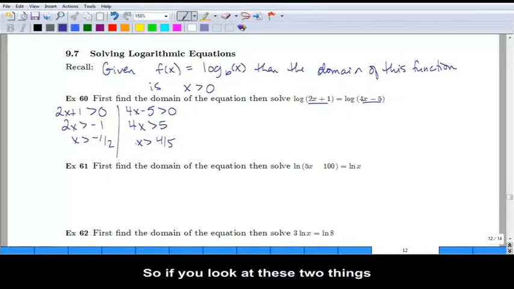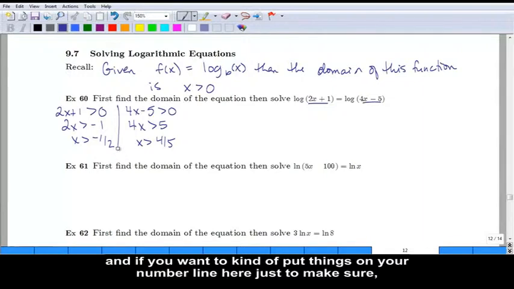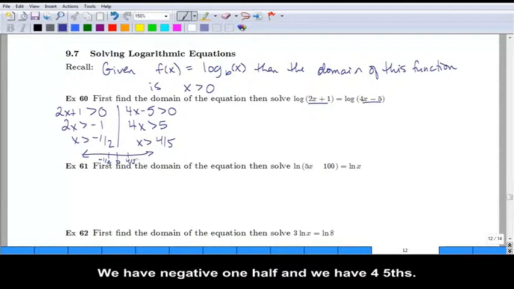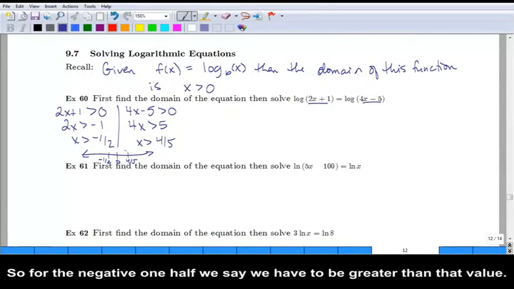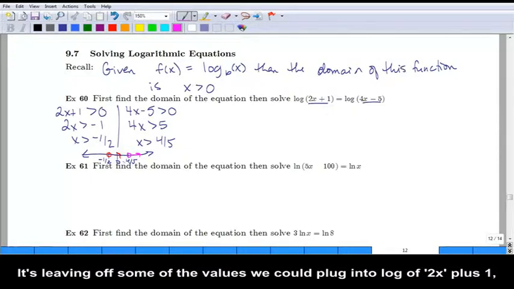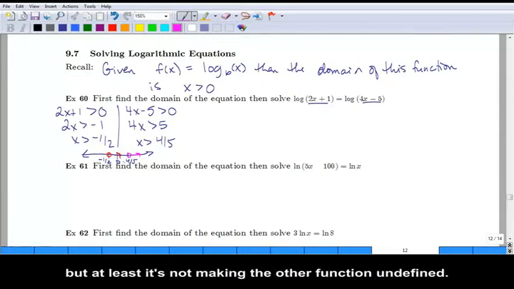So if you look at these two things, and if you want to kind of put things on your number line here just to make sure, we'll put 0 here, we have negative 1/2, and we have 4/5. So for the negative 1/2, we say we have to be greater than that value, and for 4/5 we have to be greater than that value. So in this case, the 4/5 is actually more restrictive. It's leaving off some of the values we could plug into log of 2x plus 1, but at least it's not making the other function undefined.